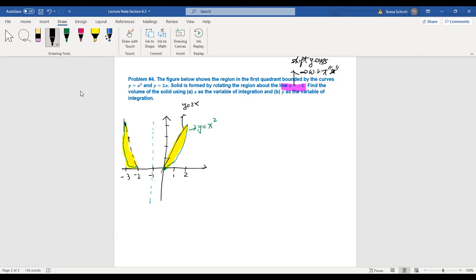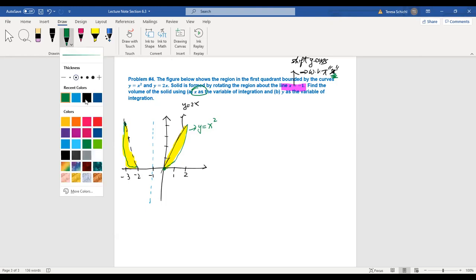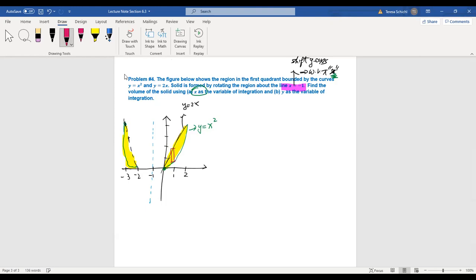So first, let's use x as the variable of integration. I know this is a shift, so in order to get the x variable, I need to use the shell method. So let's do the shell method. Let me cut a slice, peeling a piece of this, like here. So you have a thin cylinder here. This will be the little cylinder shell you're peeling off.